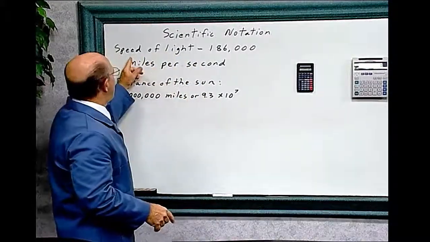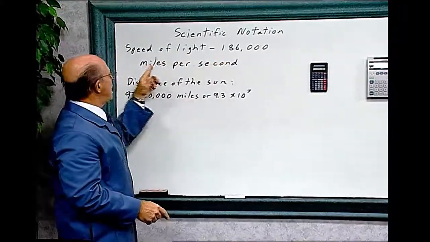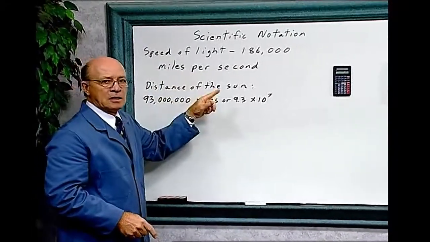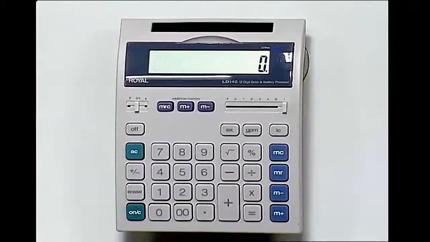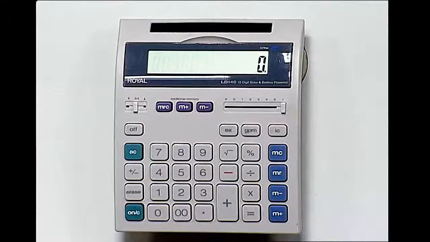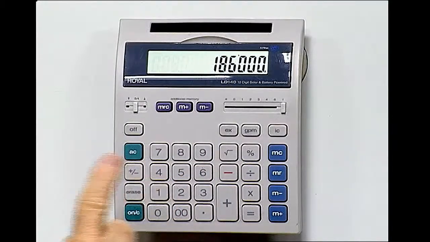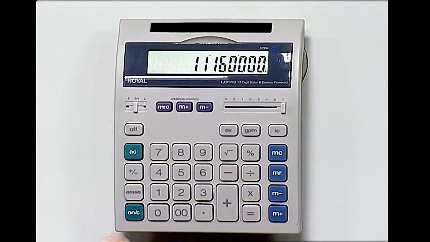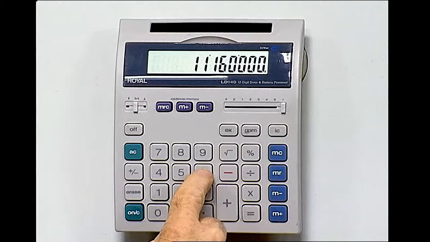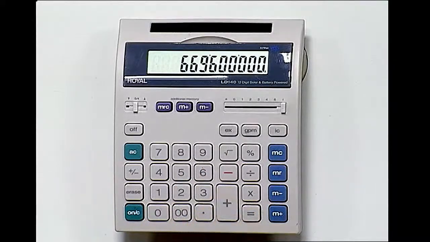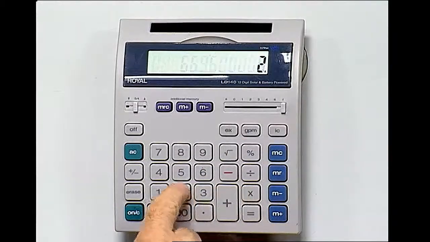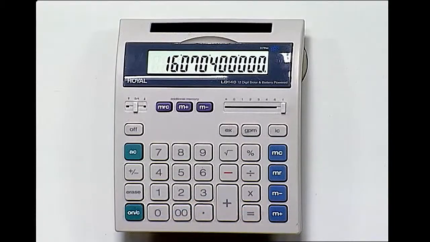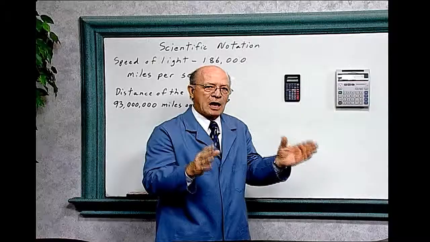I'm going to take the speed of light, which is 186,000 miles per second. Now I'm going to put this in, and we're going to find out how many miles it is in 1 year. So 186,000, that's miles per second, times 60, that's miles per minute, times 60 again, miles per hour, times 24, miles per day. Now watch what happens to this calculator.